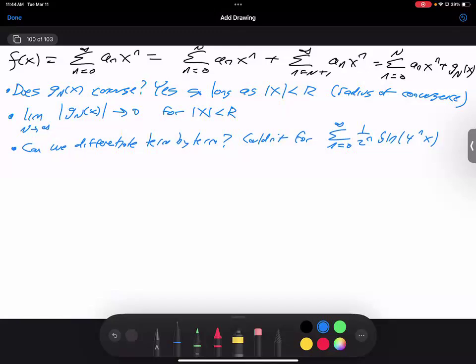Wait, but that converges for all x. Converges absolutely. Why is there no contradiction? I got 1 over 2 to the n. I got convergence up the wazoo.